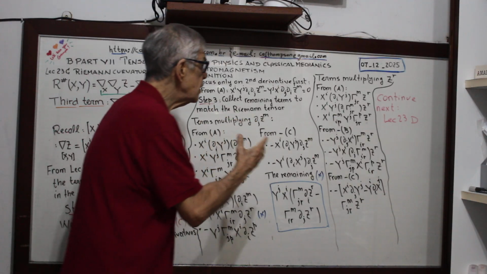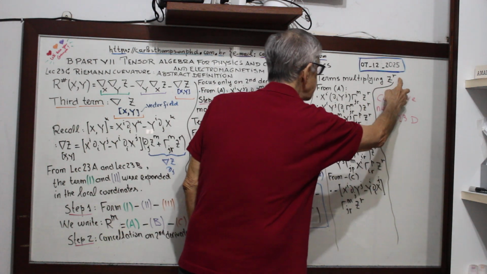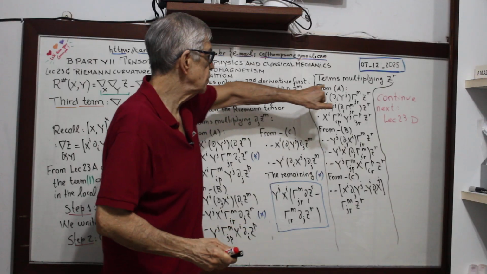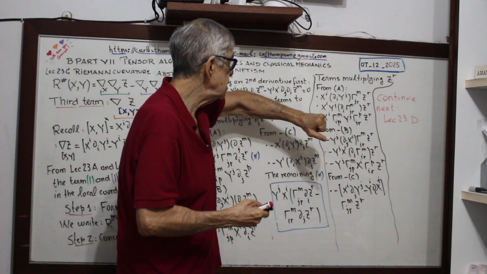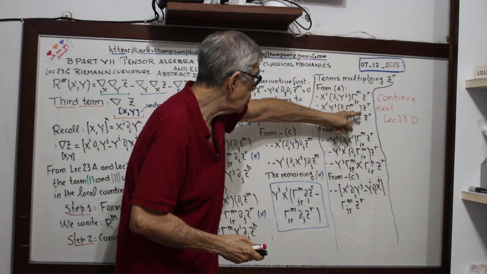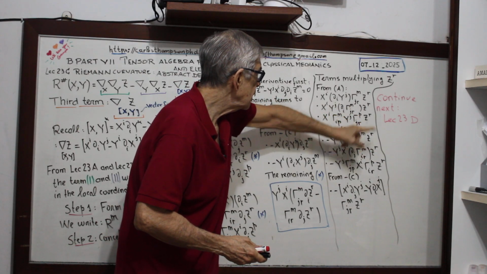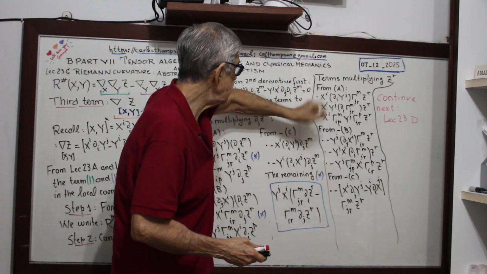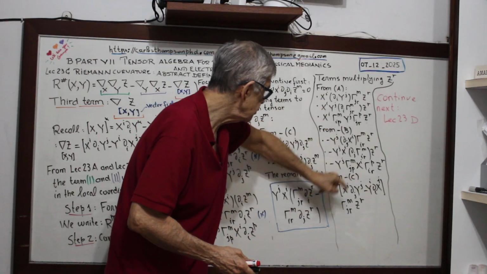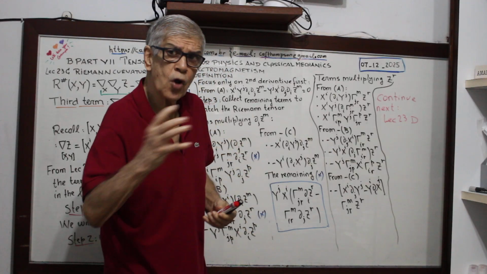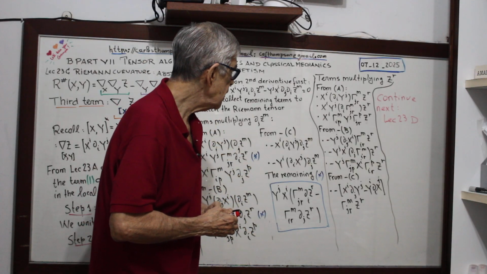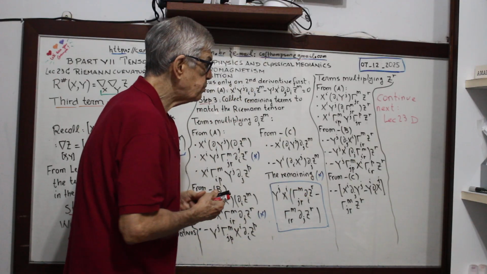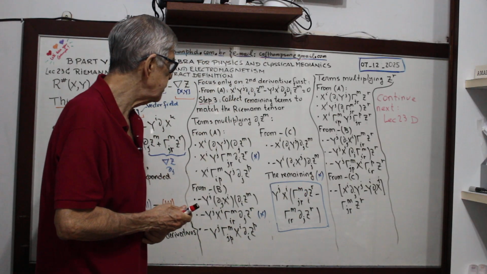Now, terms multiplying ZR. Then I go on to term A. You see, I collect only terms on ZR, from A, minus B and minus C. I just copy from there. So here there is no space to develop.